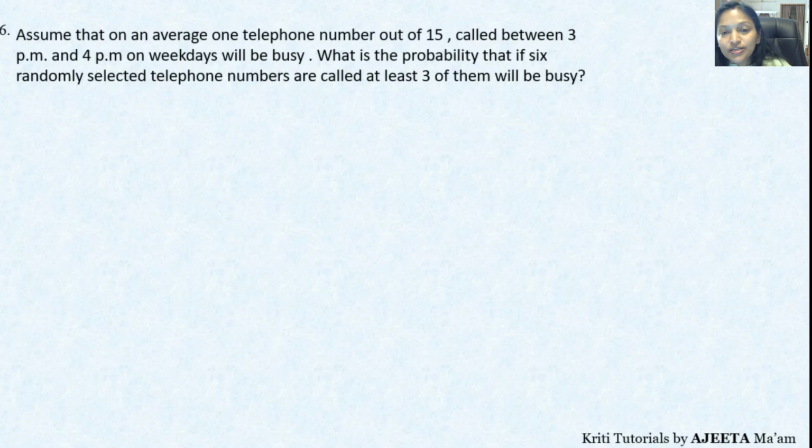Now the last question for the test. I hope you all are doing well and you would have scored full in this. So assuming that on an average, one telephone out of 15 called between 3 p.m. and 4 p.m. on weekdays will be busy, what is the probability that if 6 randomly selected telephone numbers are called, at least 3 of them will be busy?